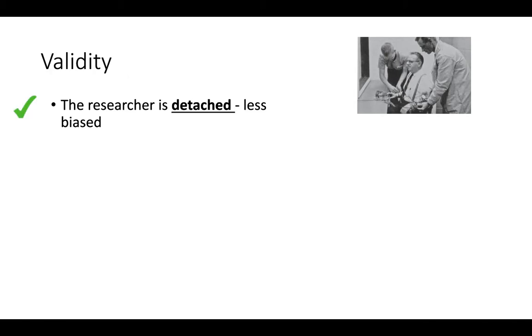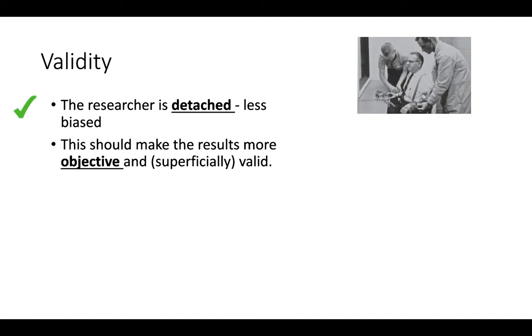Validity. Now, the researcher is detached. The researcher often isn't in the room, and therefore their biases don't come into play, which actually helps make the results more objective. It means you get less researcher effect. In an interview or in participant observation, the researcher's biases end up affecting the validity of the data. Here, the researcher often isn't even there. They are detached from the study. They are separate to the study. However, big problems with validity.